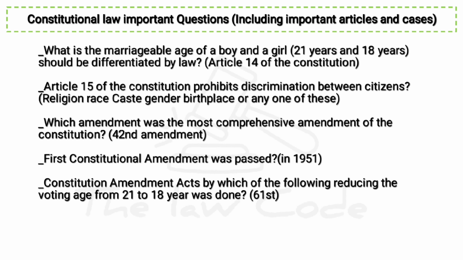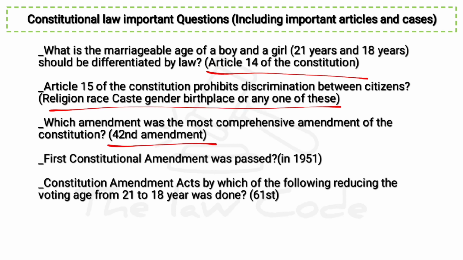What is the marriageable age of a boy and a girl? 21 years and 18 years should be differentiated by law? Article 14 of the Constitution. Article 15 of the Constitution prohibits discrimination between citizens on grounds of religion, race, caste, gender, birthplace, or any one of these. Which amendment was the most comprehensive amendment of the Constitution? 42nd Amendment. First constitutional amendment was passed in 1951.